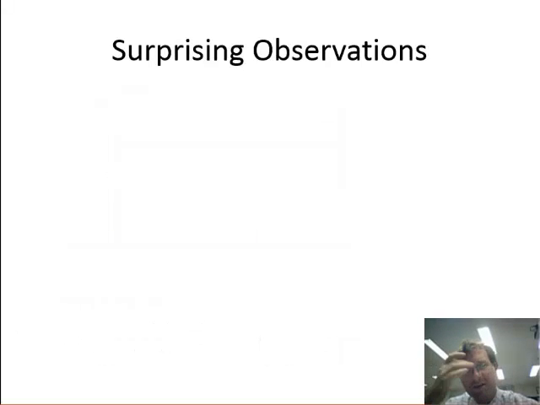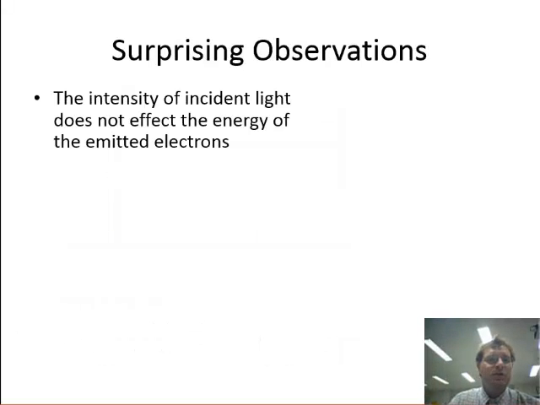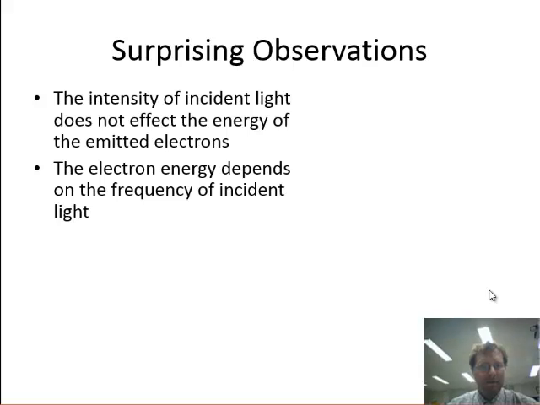Now what's surprising about these observations? First of all, the fact that the intensity of incident light does not affect the energy of the emitted electrons. So no matter how bright the light is, the energy isn't impacted. So what controls the energy of these electrons? Well, actually the energy depends on the frequency of the light, not the brightness or the intensity. So that means the frequency must have some impact on the amount of energy being provided.